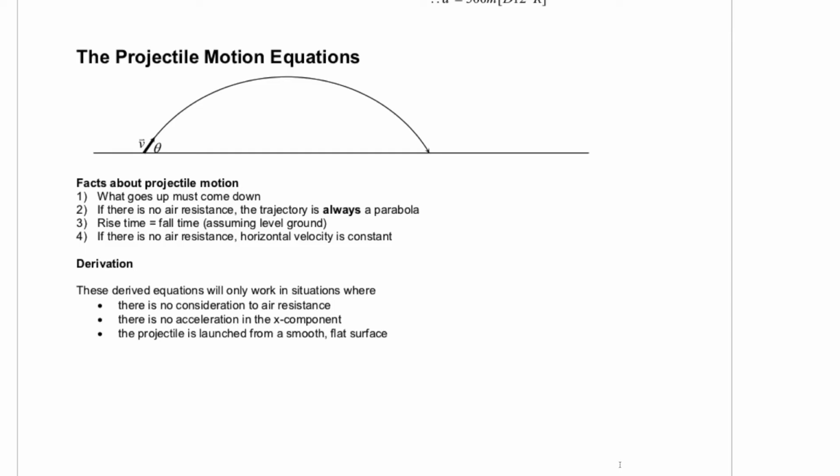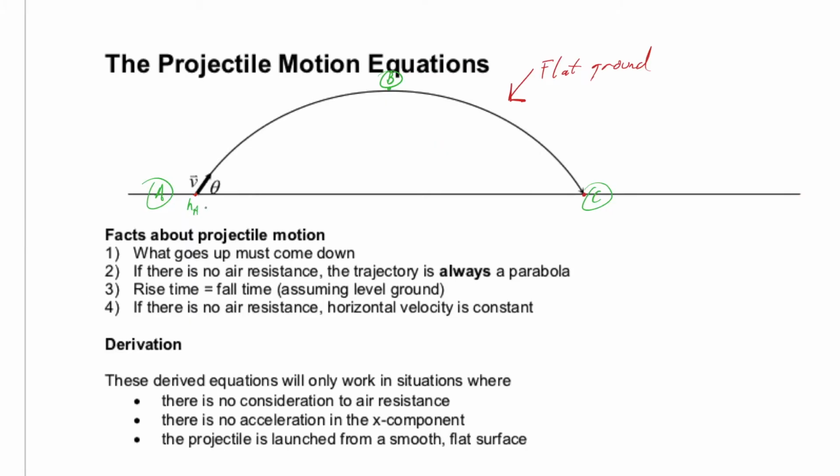Next, we're going to take a look at something called the flat ground projectile motion equations. What we mean by a flat ground problem is that the initial launch height and the landing height are the same. So let's label these positions A, B, and C. So in a flat ground situation, the height at position A is 0 meters, and the height at position C is also 0 meters. At position B, that height is known as the max height, or H max.